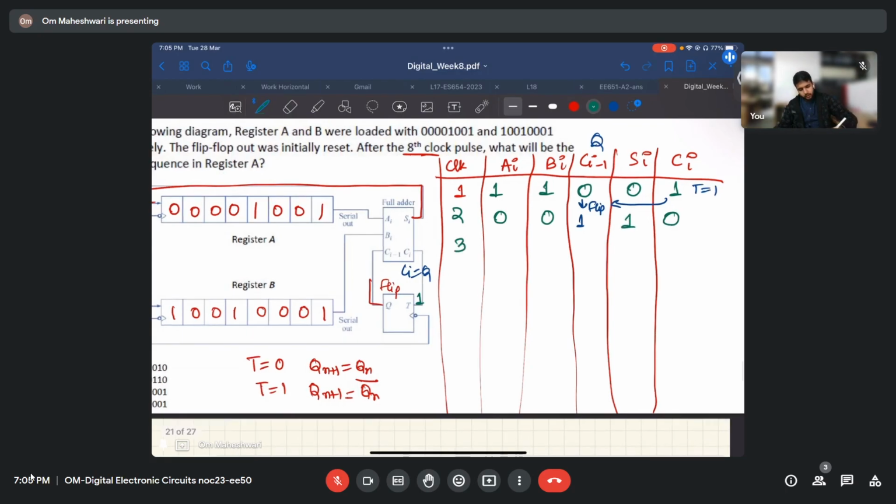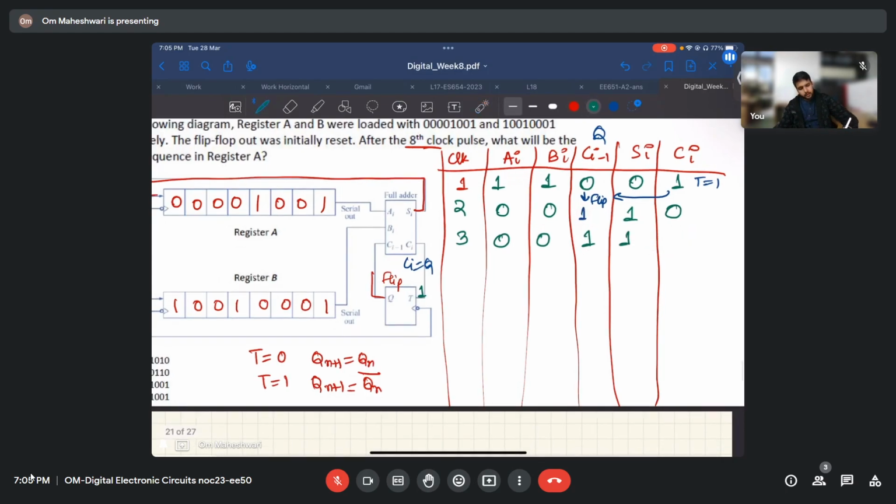Okay, so in the third cycle, this 0 and this 0 will come, and CI will not change, right? It won't flip. It will keep on being 1 unless we have another toggle. Unless this toggles with another 1 here, it will not flip. So it will continue to be 1. The sum is again 1 and the carry is 0, right?